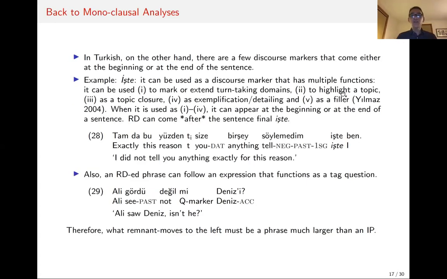Okay, so Turkish also has something like a discourse particle. İşte is the one. İşte can come at the beginning or at the end of the sentence when it functions as a discourse particle. And right dislocation can come after işte. Turkish also has an interesting expression that counts as a tag question, and right dislocation can come after the tag question. It can come before the tag question, but it can come after tag questions as well. So therefore, the remnant moves to the left must be a phrase much larger than IP.